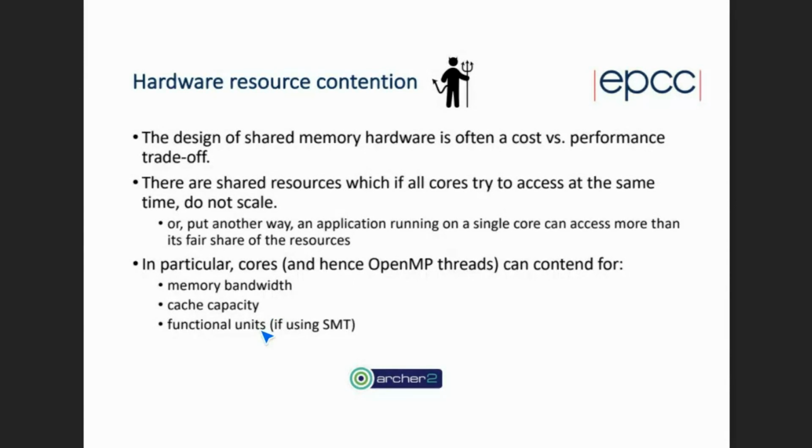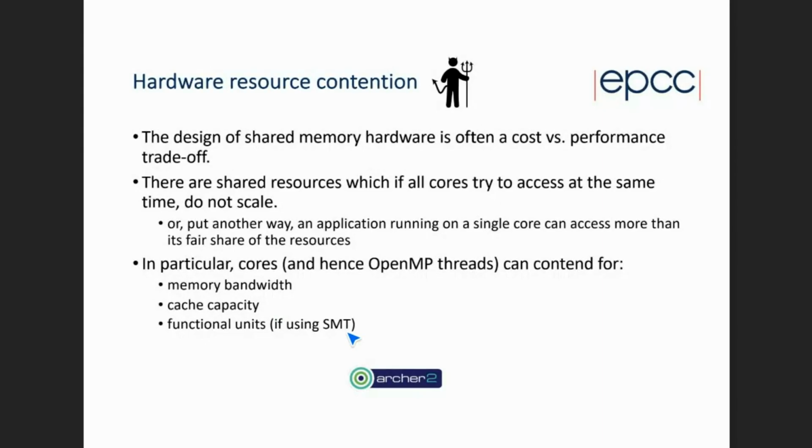You can also, if you're using simultaneous multi-threading, so hyper-threading, virtual cores, whichever terminology you favor, where you're using the hardware support to run more than one thread per core, end up contending for functional units, so the floating point units in particular.